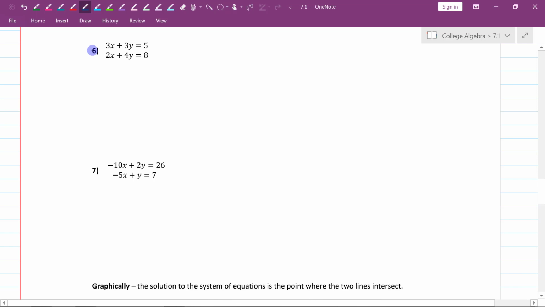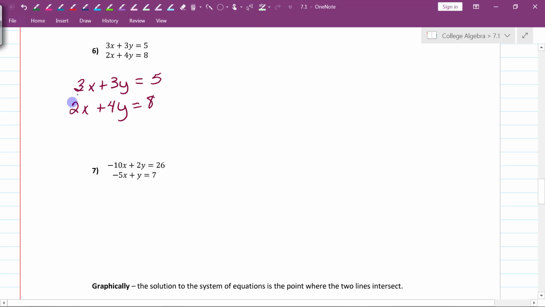Okay, this one was a little bit more difficult than the other ones that we've seen, because you're going to notice that neither one of these has a coefficient that will easily cancel out. So I'm going to have to manipulate both equations. I'm just going to rewrite the first equation right here, which is 3x plus 3y is equal to 5. And the second equation is 2x plus 4y equals 8. So I'm going to need to manipulate these.